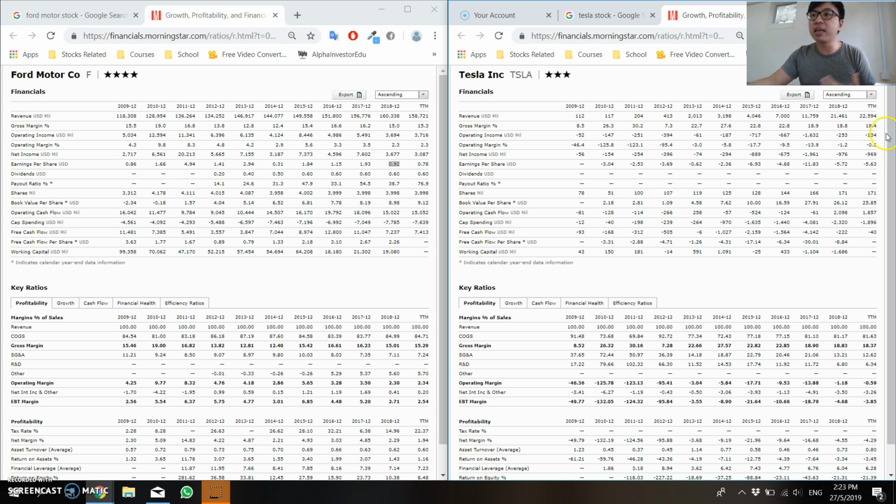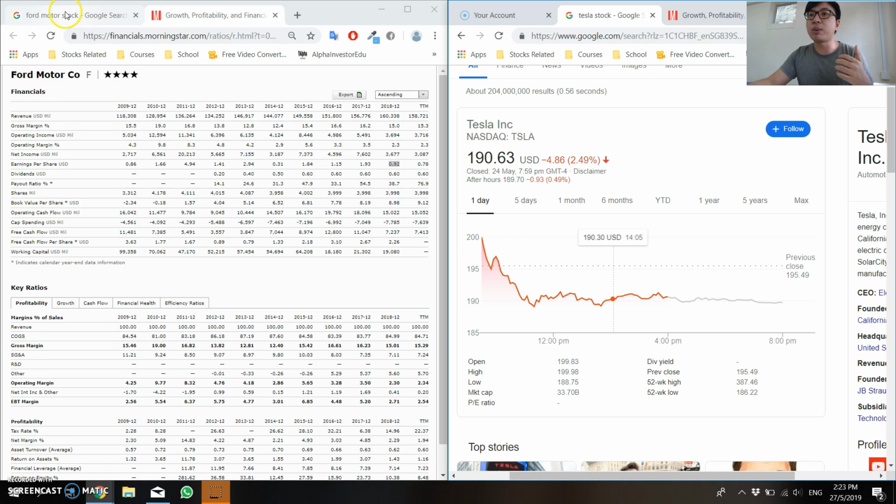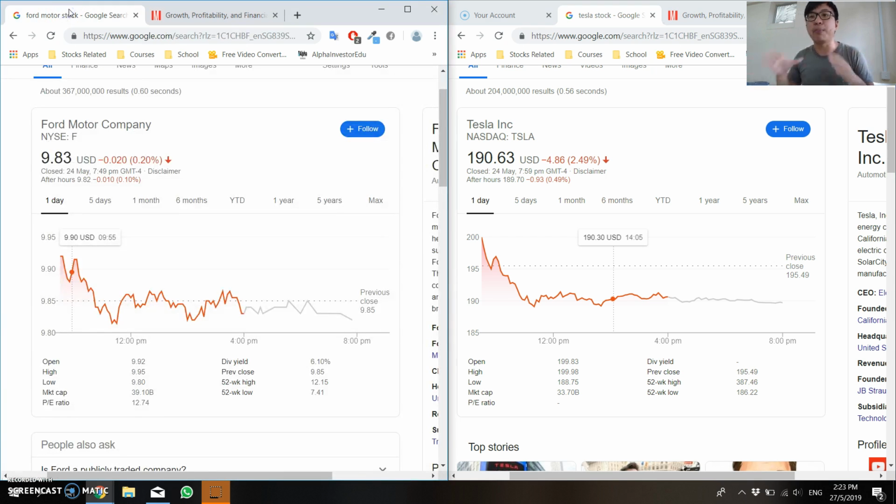Once again, just a quick summary: please don't look at the price to determine whether the company is expensive or not. Please look at the valuation of the company to determine whether it's expensive or cheap.